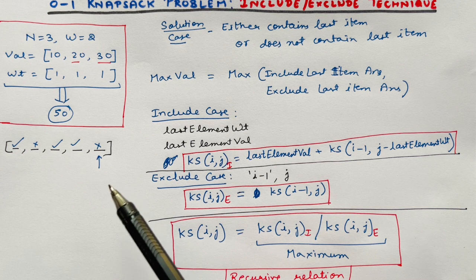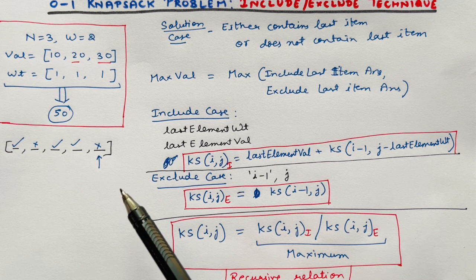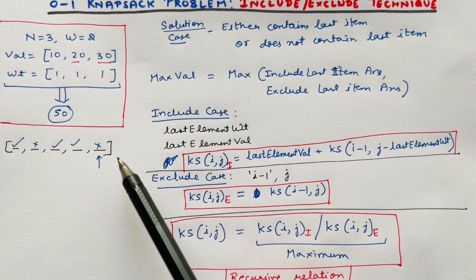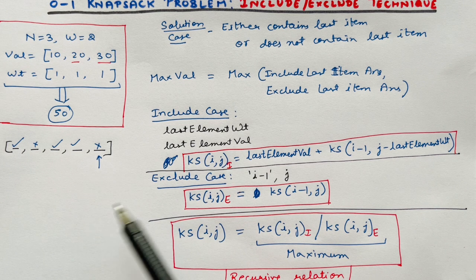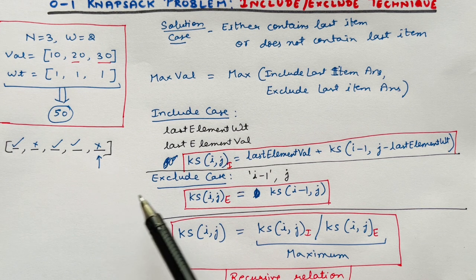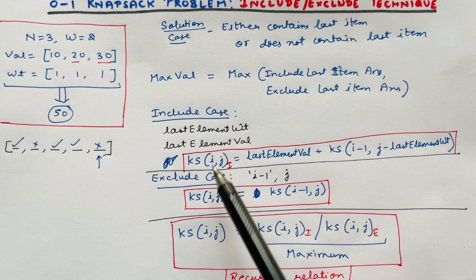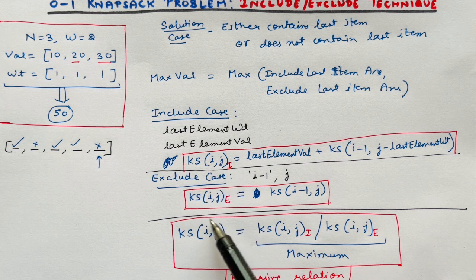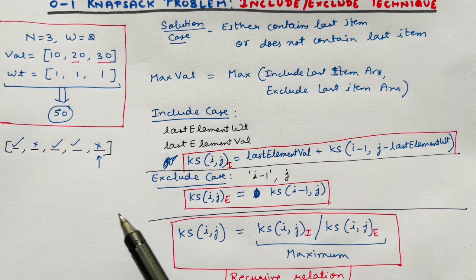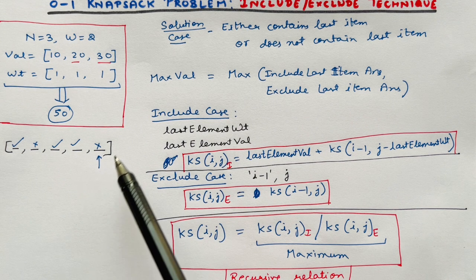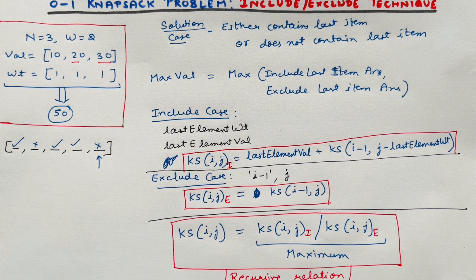From that, we thought that we can first compute the maximum value that we can obtain by including the last item. Then we can compute the maximum value that we can obtain by excluding the last item completely. And then whatever is the maximum of the two will be our answer for the maximum value that we can obtain for these items. Then we went on to further analyze the include case.